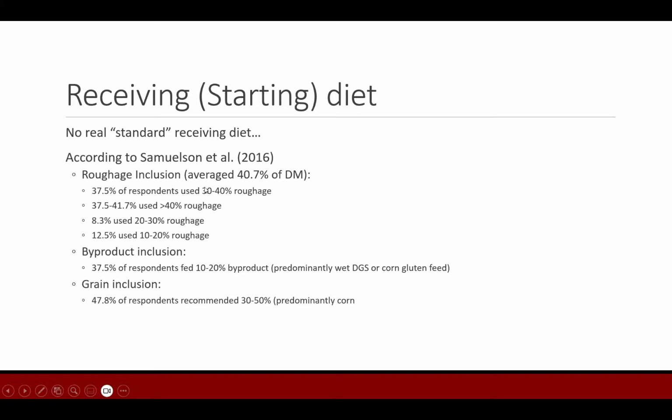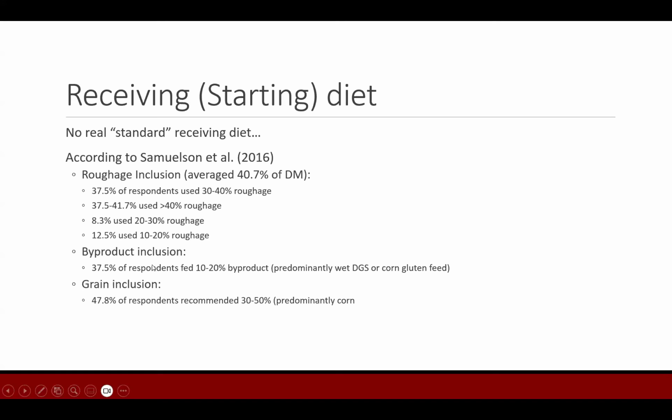37.5% of respondents said that they're using 30 to 40%. Okay. 37.5 to 41% used greater than 40%. 8.3% used 20 to 30%. 12.5% used 10 to 20%. So the range of what people are doing in terms of roughage inclusion in their starters is wide, right? There's a lot of people doing different things.